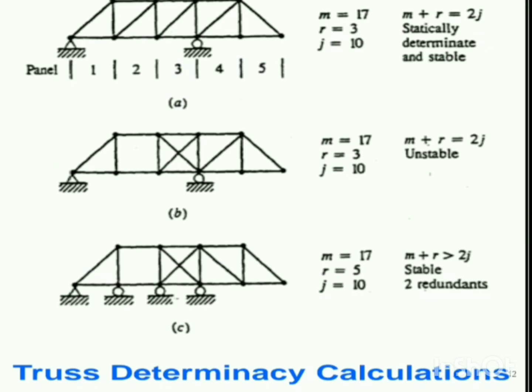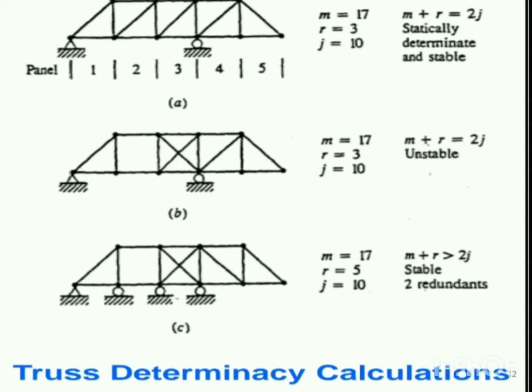Next, here are a few examples wherein the determinacy of the truss is calculated. In the first figure, you can see there is a truss. It is supported by two supports, a hinge support and a roller support. Roller support is also called a rocker support. So over here 17 members are there, 3 reactions are there, and 10 joints are there. So this satisfies the equation. So this type of truss is statically determinate and stable.